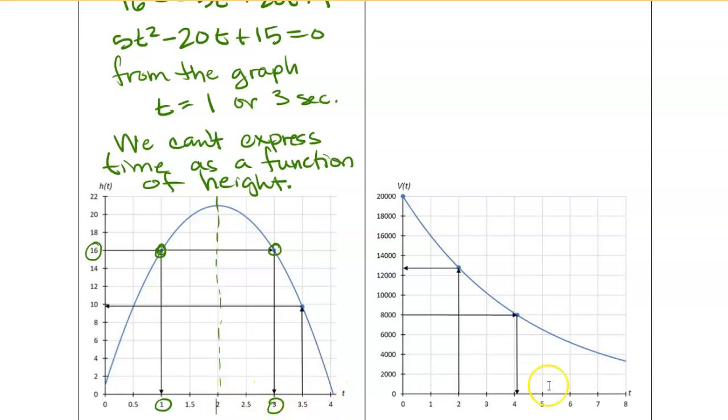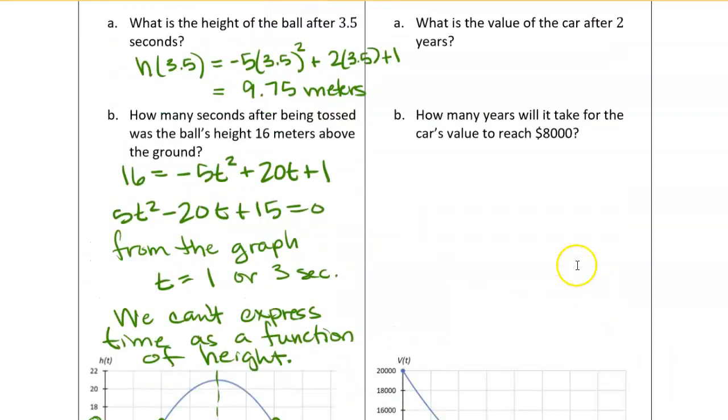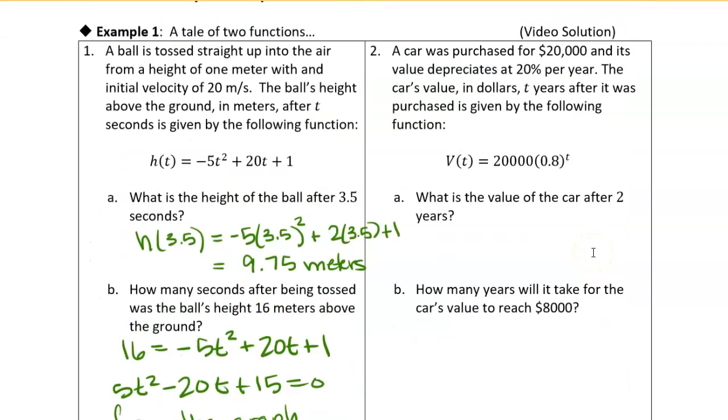Let's look at this other function, though. Let me scroll back up to the beginning so we can see what we're talking about. We have a depreciation problem. A car was purchased for $20,000 and it depreciates at 20% per year. We're given this exponential formula for the value of the car over time. The first part of this question is just asking us to evaluate v of 2. That's the value of the car after 2 years.